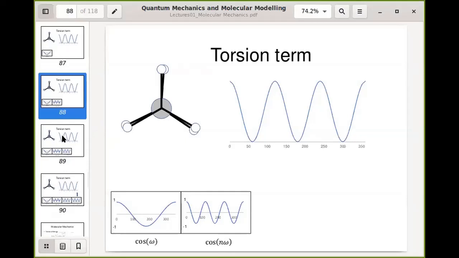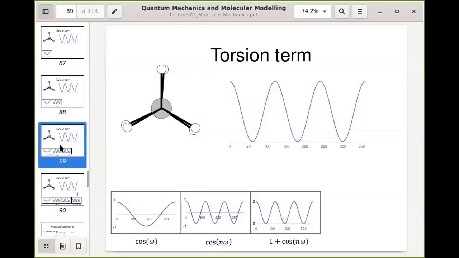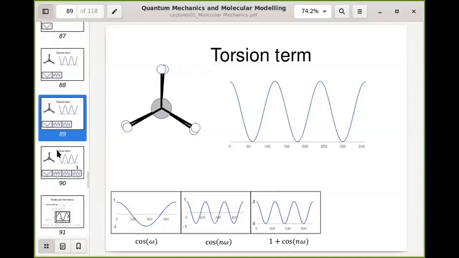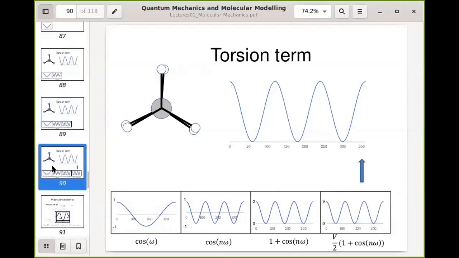Similarly, you can't have negative energies, and so you're going to have to add 1 to that cosine function. And then you've also got to scale it to get the right maximum of energy, and you might even have to add a phase angle to it to get the final torsion term.